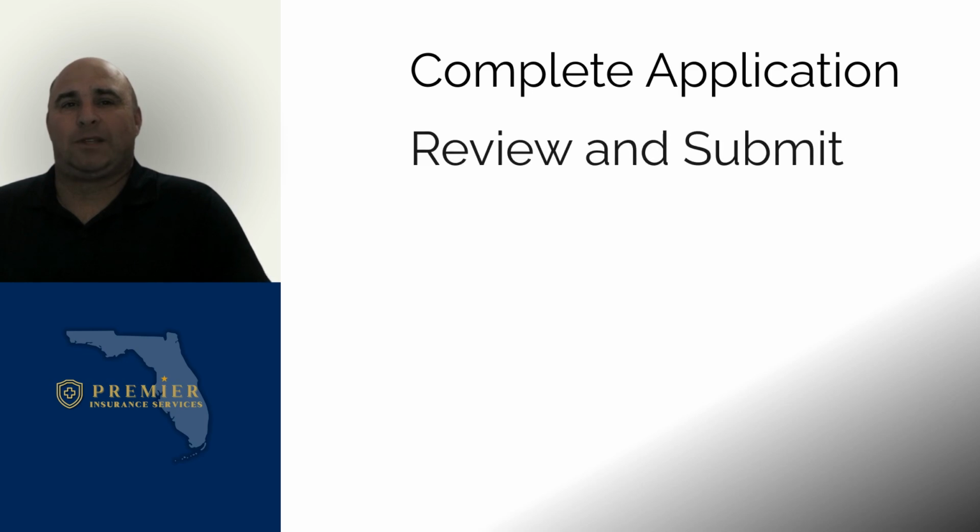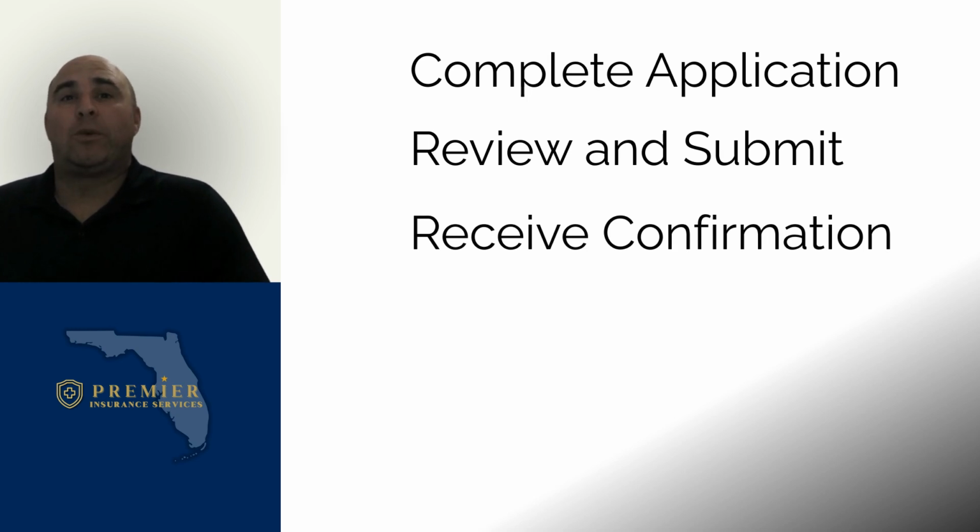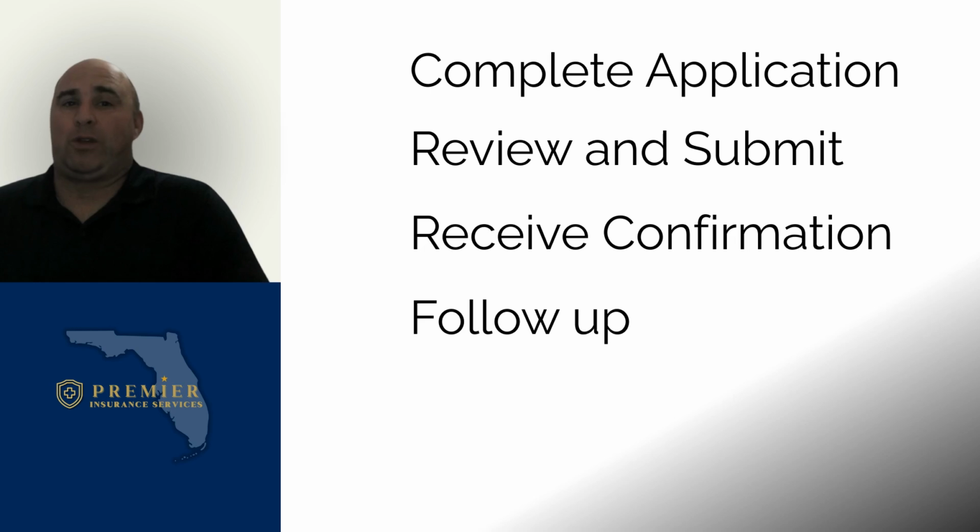Step 5. Review and submit. Review your application for accuracy. Submit your application online. Step 6, confirmation. You will receive a confirmation from the Social Security Administration. Keep an eye on your mail for any additional information or requests for documentation. Step 7, follow up. If you haven't heard back within a few weeks, you can contact your local Social Security Administration office for assistance.